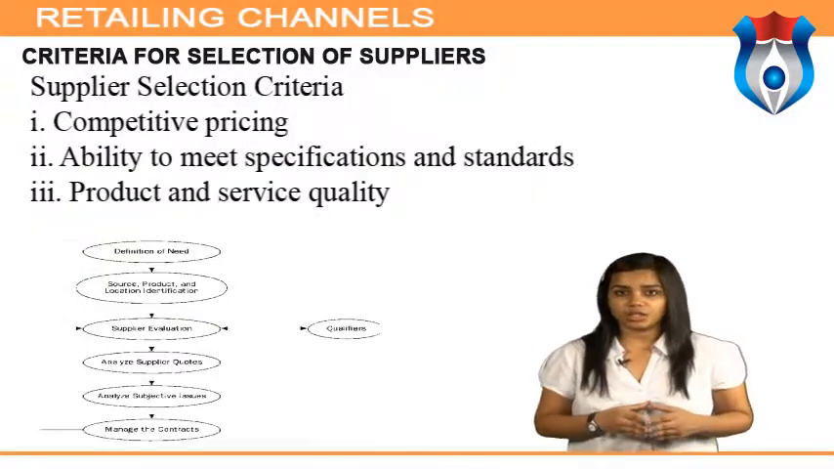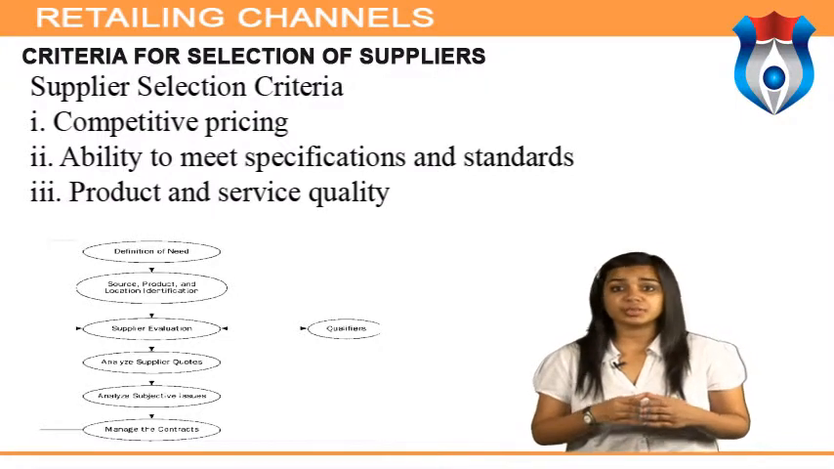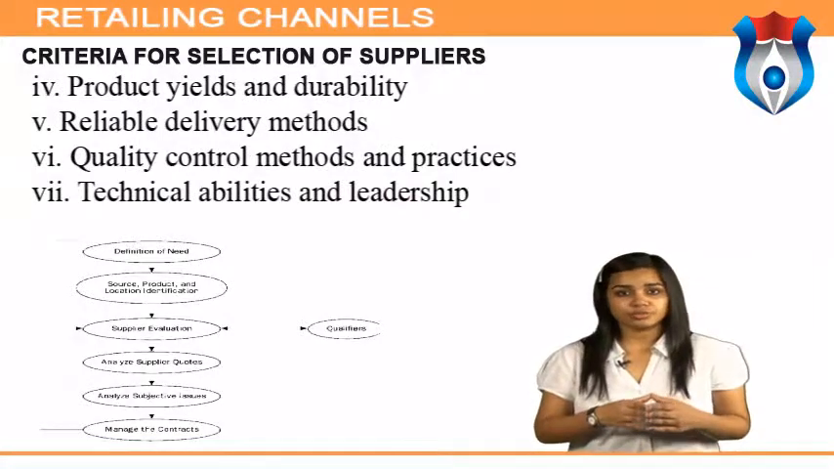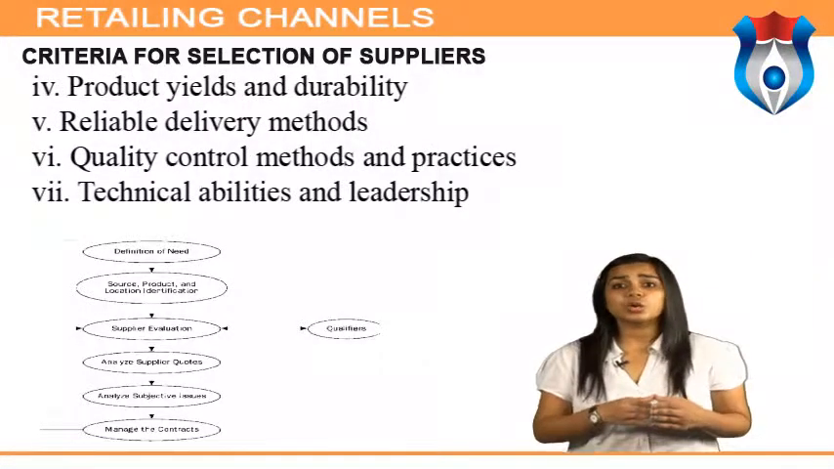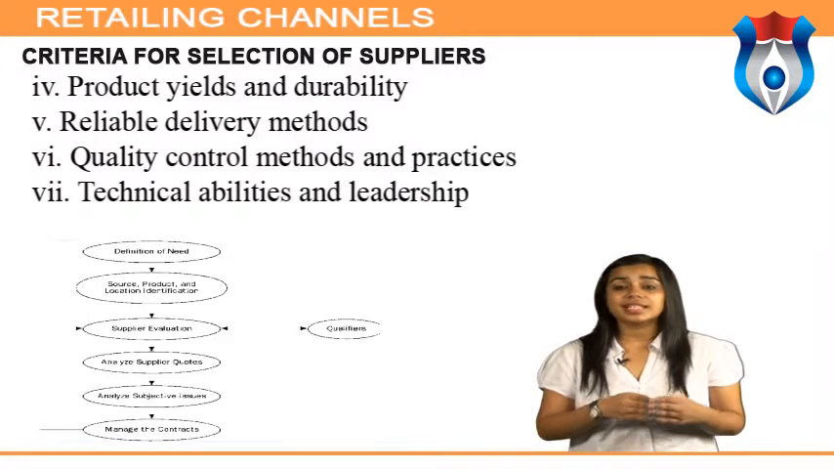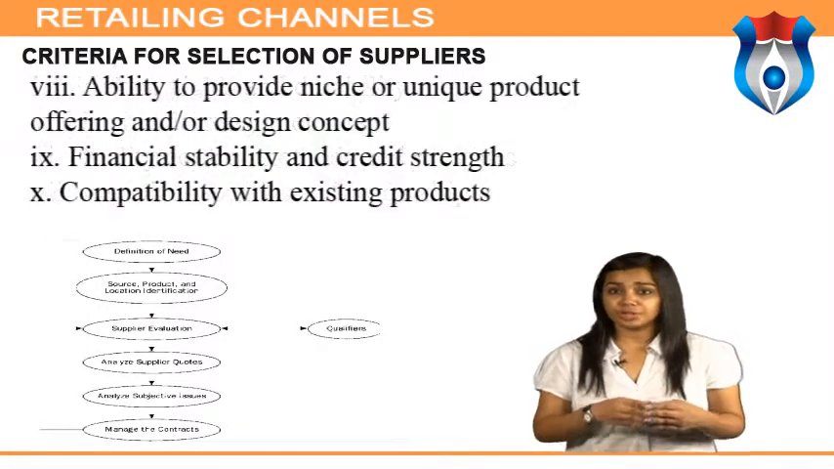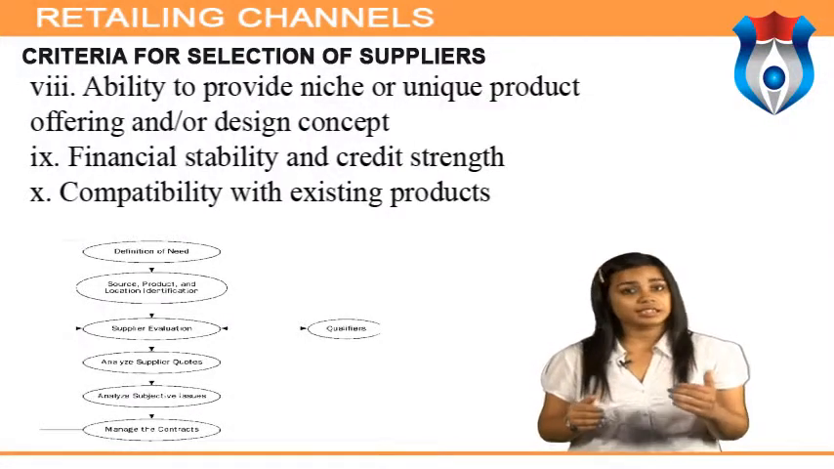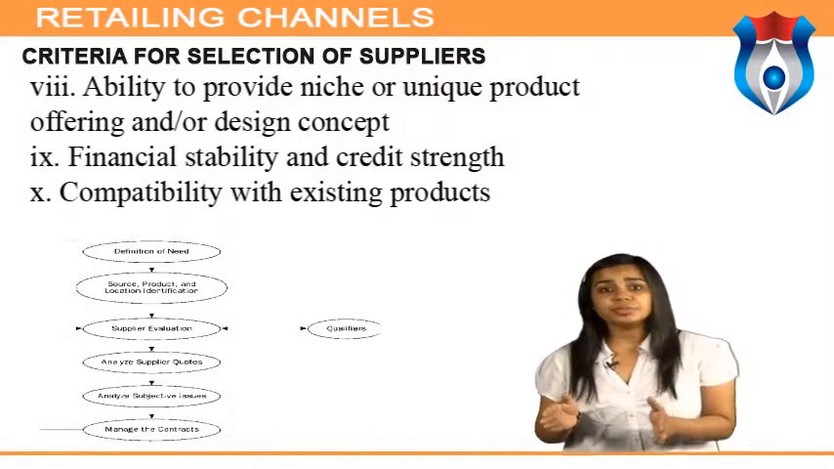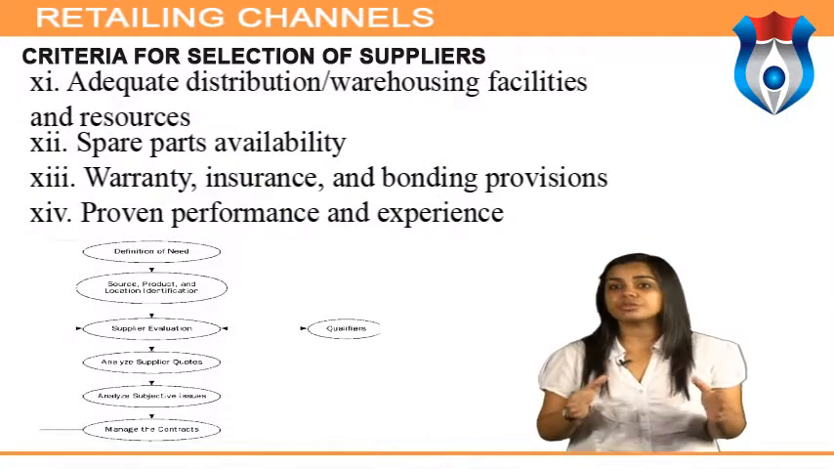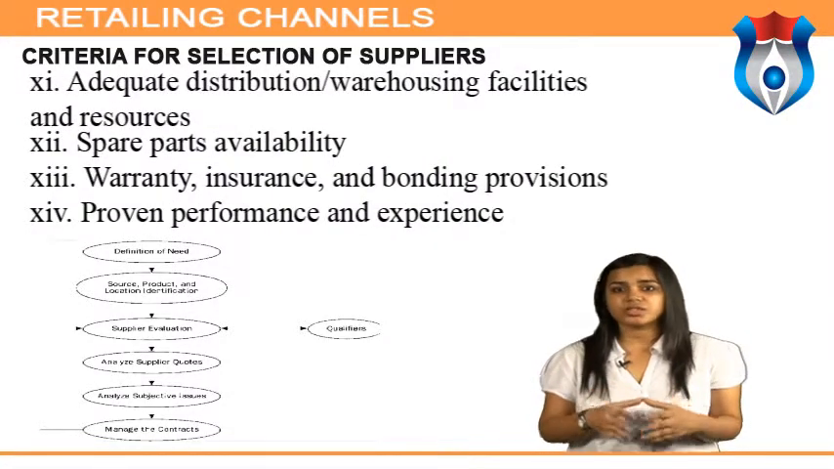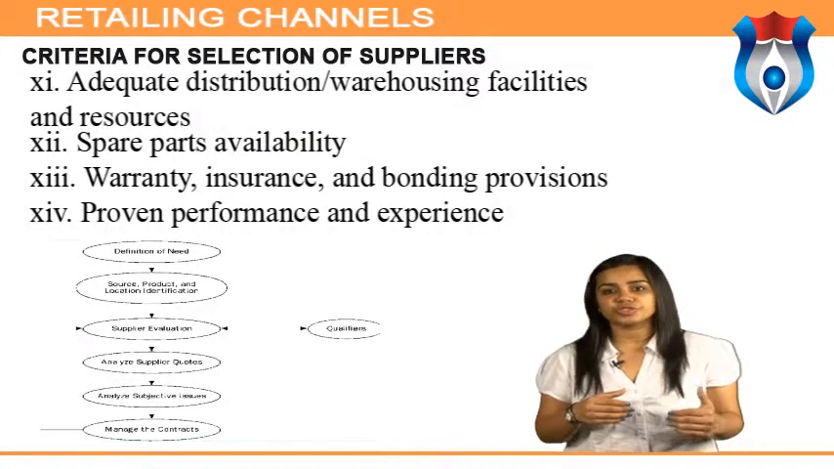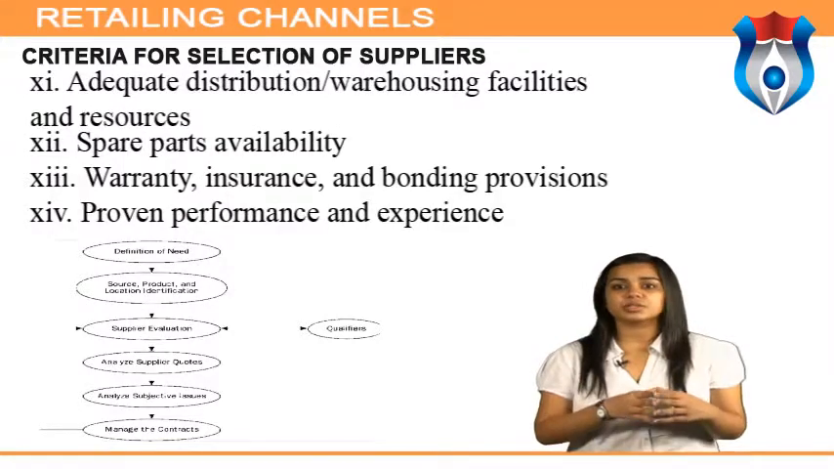Supplier selection criteria. Competitive pricing, ability to meet specification and standards, product and service quality, product yields and durability, that is food, reliability of delivery, quality control methods and practices, technical abilities and leadership, ability to provide niche or unique product offering and/or design concept, financial stability and credit strength, compatibility with existing products, adequate distribution, warehousing facilities and resources, spare parts availability, warranty, insurance and bonding provisions, proven performance and experience.